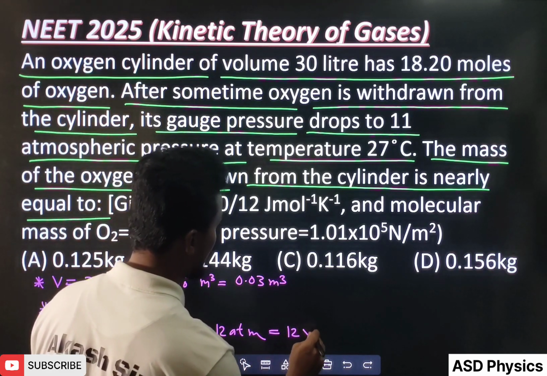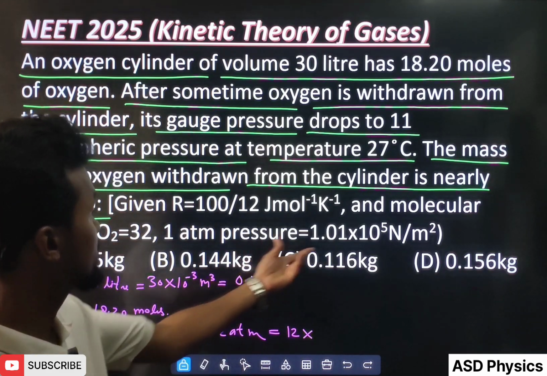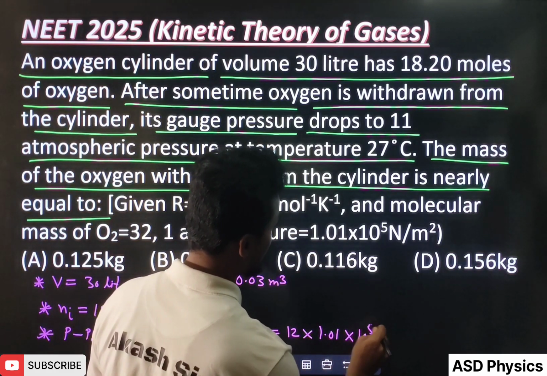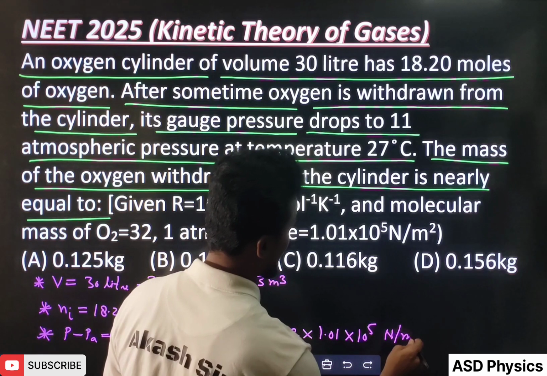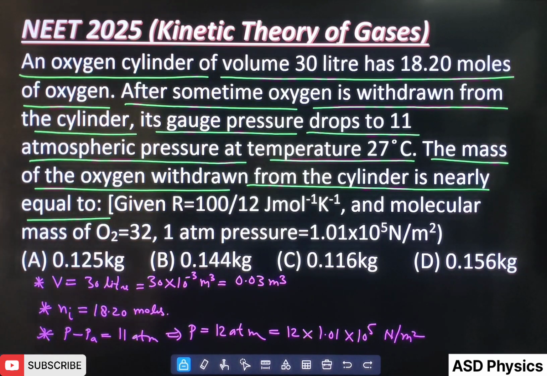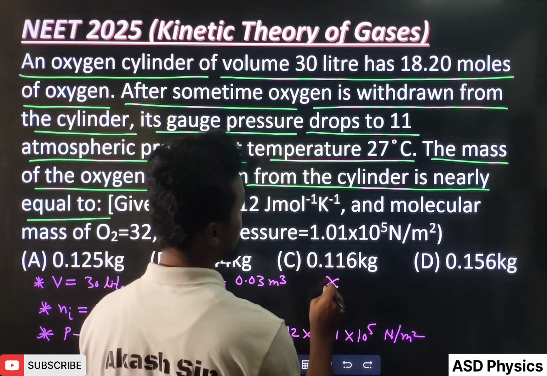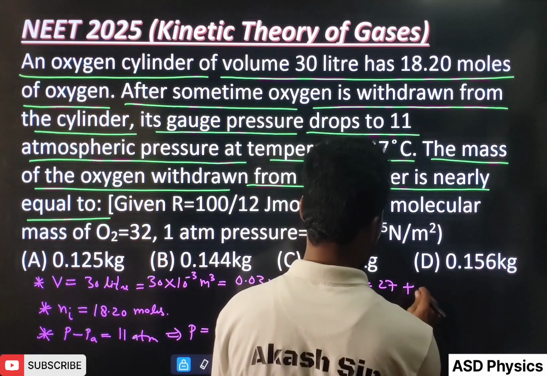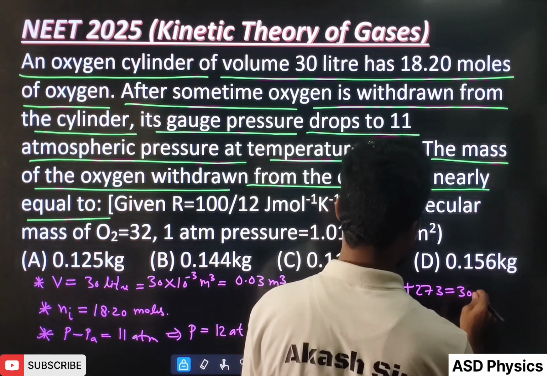Now again convert into SI. 1 atm value, how much is given here? You can see 1.01 into 10 to the power 5 Newton per meter square. Okay, so all this data is given here. If we talk about the temperature, how much is given? 27 degrees Celsius. What is the SI unit of temperature? Kelvin. So we have to add 273 and we'll get 300 Kelvin.